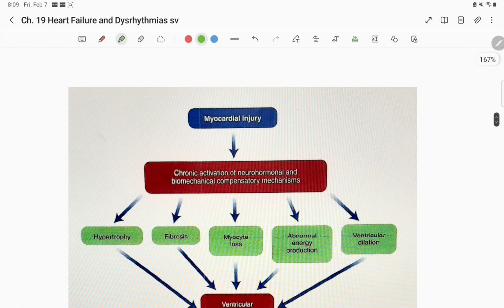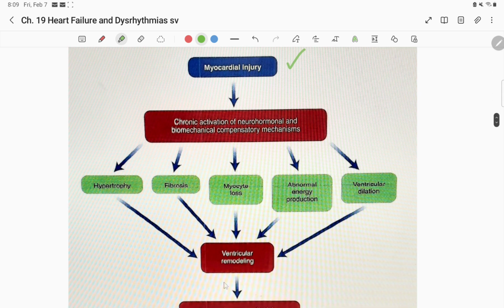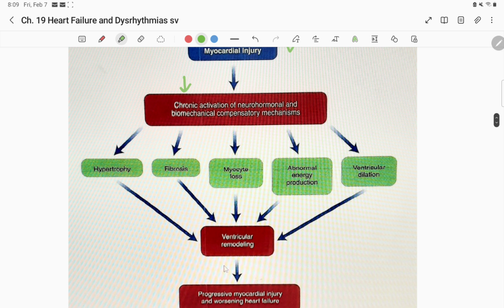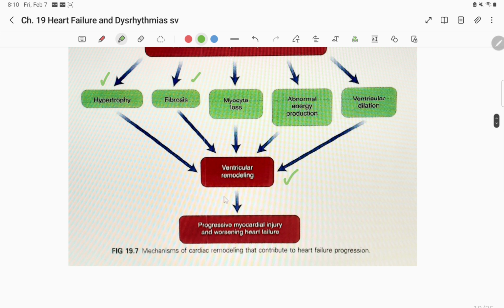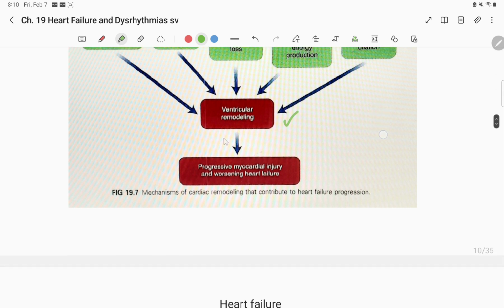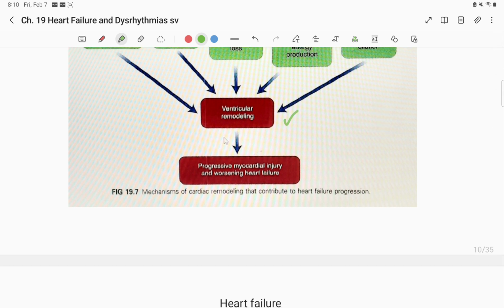Okay, this diagram shows with myocardial injury, you get the chronic activation of different compensating mechanisms. So the hypertrophy, fibrosis, myocyte loss, abnormal energy production, ventricular dilation, which leads to the remodeling. So the tissue is actually changing. And then progressive myocardial injury that can lead to heart failure.